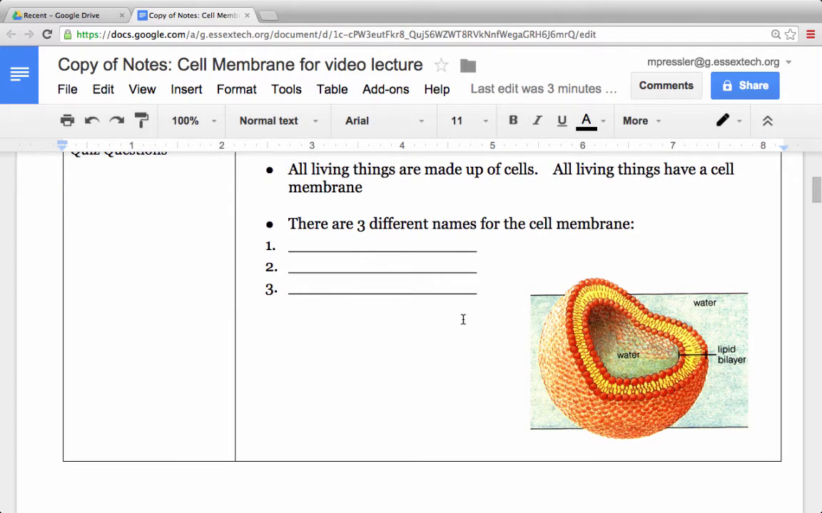All living things that have cells, whether they are prokaryotic or eukaryotic, have a cell membrane. There are three other names for the cell membrane. The first is the plasma membrane, the phospholipid bilayer, the fluid mosaic model, and no matter what name we use, they all mean the same thing. They are all still just the cell membrane. So let's fill in. The first one is the plasma membrane.